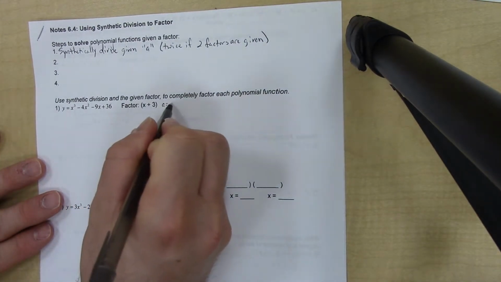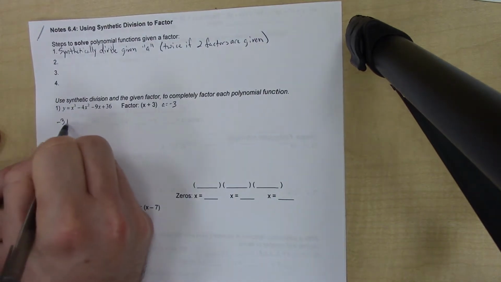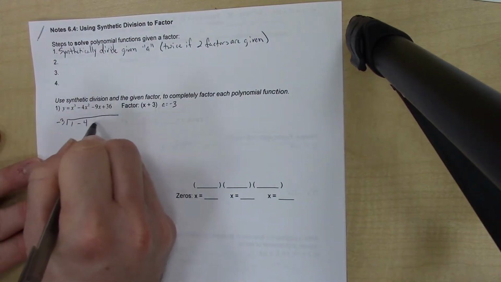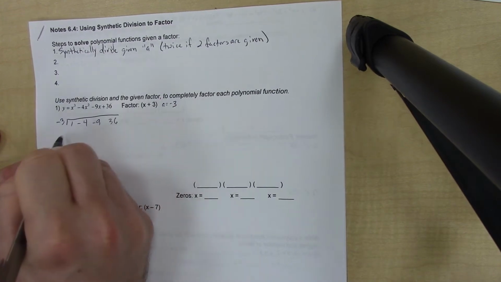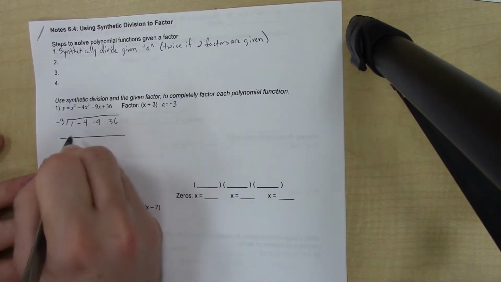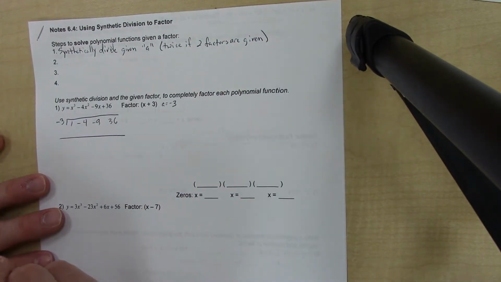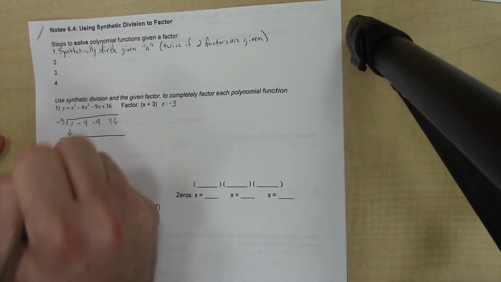What is A? Here it is -3. So I'm going to plug in -3 synthetically. Remember this from yesterday. We just write out the coefficients. We don't write any x's or x squareds or anything like that in there. What's the first step? In your head right now you should be saying drop it low. So we always drop that first one low.